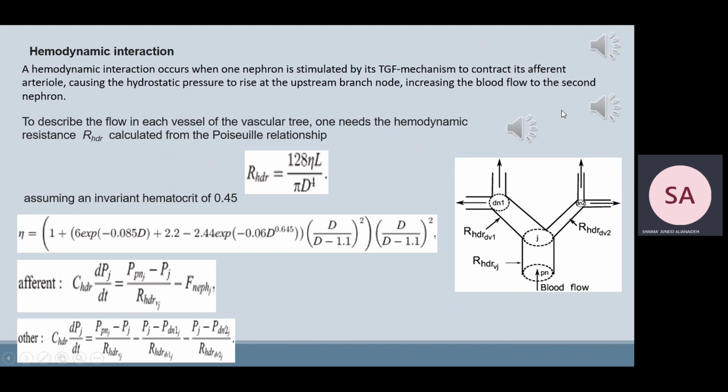Hemodynamic interaction occurs when one nephron is stimulated by the TGF mechanism to contract its afferent arteriole, causing the hydrostatic pressure to rise at the upstream branch node, increasing the blood flow to the second nephron. To describe the flow in each vessel of the vascular tree, one needs the hemodynamic resistance R_H calculated from the Poiseuille relationship.